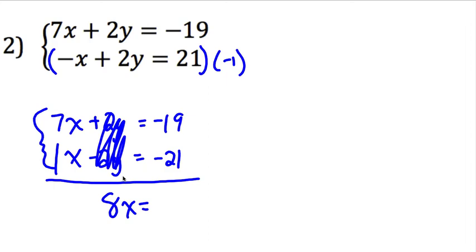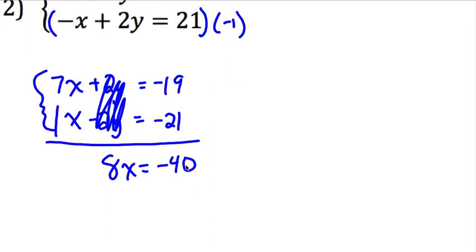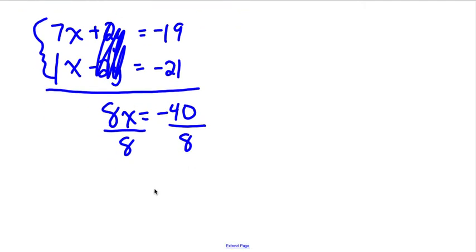-19 minus 21 gives me a -40. And again, if you struggle with adding or subtracting integers, just break out your calculator, do a -19 minus 21, and it will give you a -40. The last step, we need to divide by 8 because we need to get x by itself, and that is being multiplied, so we will do the opposite and divide. So I'm left with x equals -5. x is equal to negative 5.